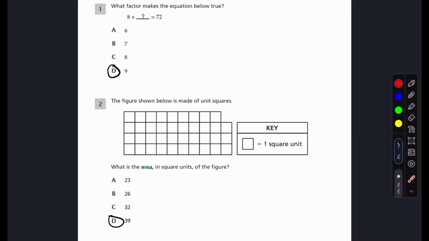Here are the answers for the first page, 1 and 2. So you get D and D. If you had those right, awesome. Skip to the next section. If you had something different or you kind of guessed, stay right here. We'll go through it together.